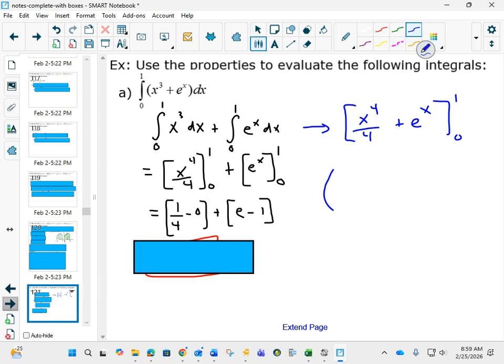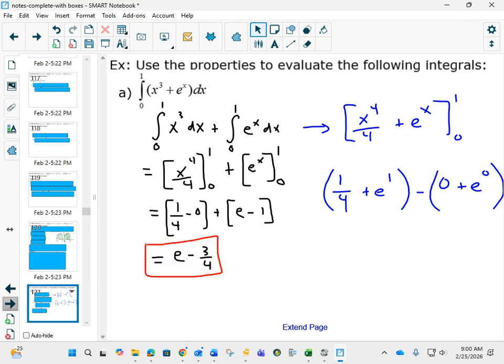Had we done it in the blue one, I sometimes start by writing it out like this, okay? If I had plugged in 1, this would be 1/4 and this would be e to the 1. If I plugged in 0, this would be 0 over 4, which is 0, plus e to the 0, which is 1. And you'll notice you get exactly the same answer, right? We have the e left. We have the 1/4 minus 1, which gives us the -3/4.